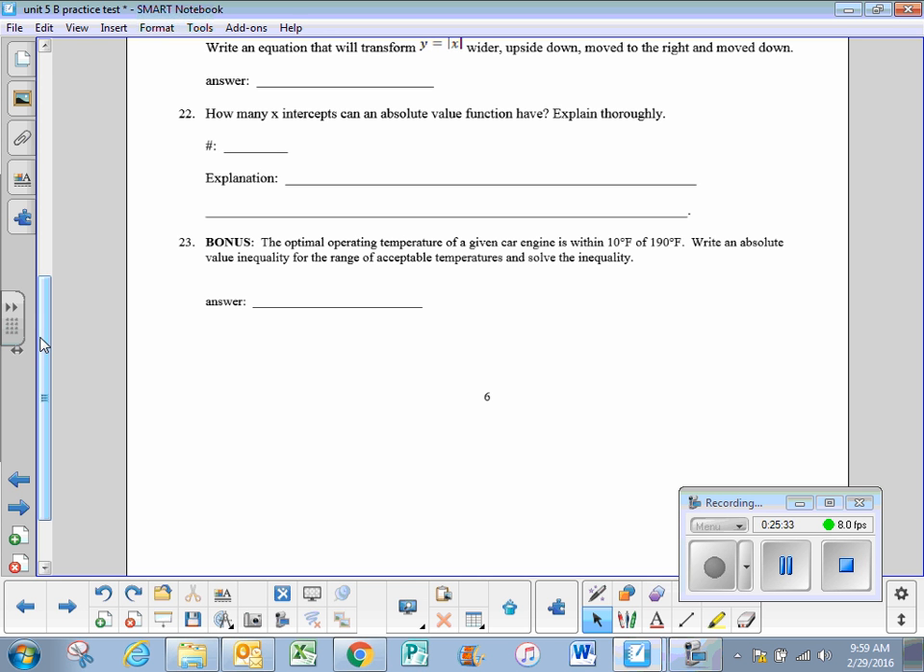So this is how I started off with this one. I knew that my optimal reading needs to be between 180 and 200, right? So it has to be 10 more or 10 less than 190. That's what I knew my answer had to be. So how do I get that answer? Well, I know my inequality has to be less than or equal because it's an and. What if I go x minus 190 is less than or equal to 10?